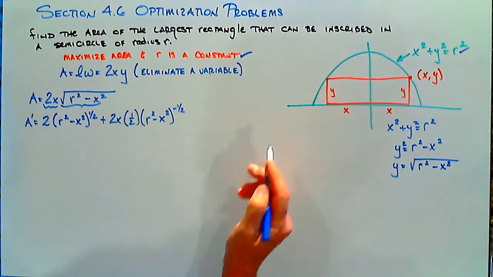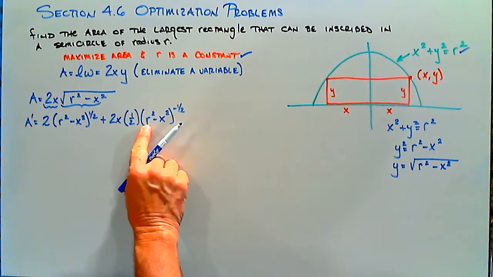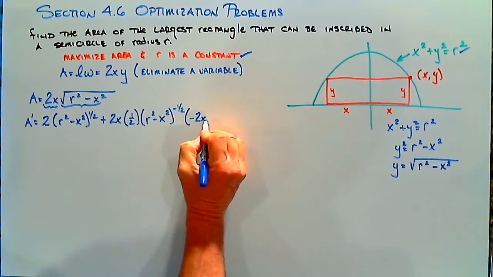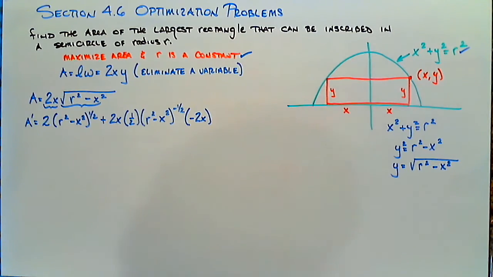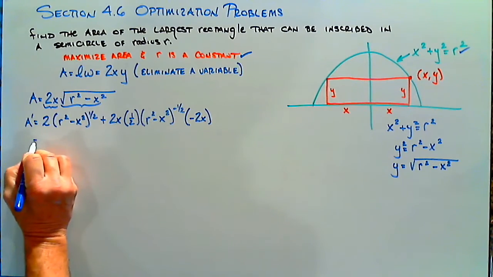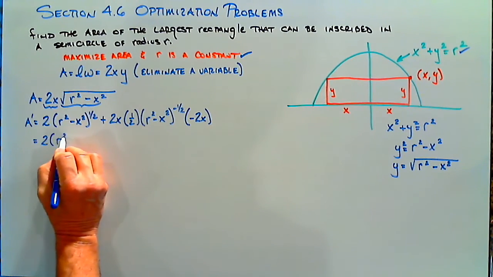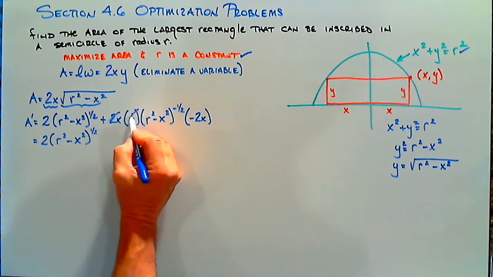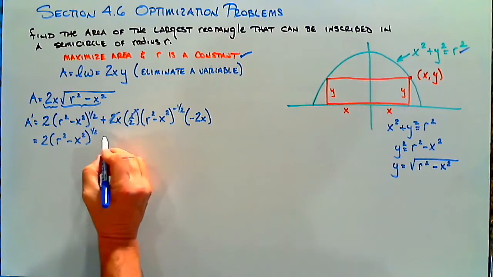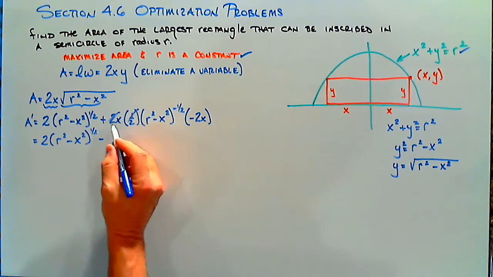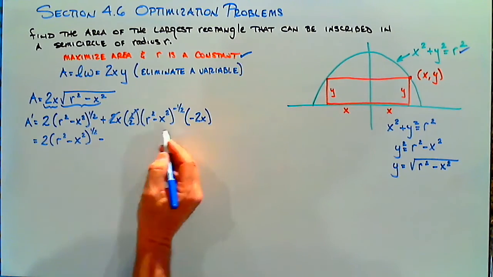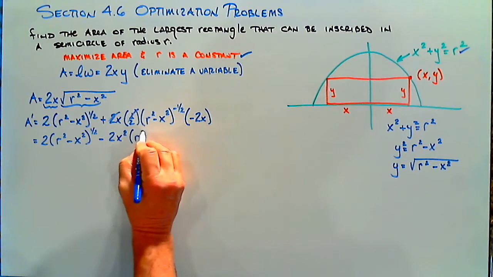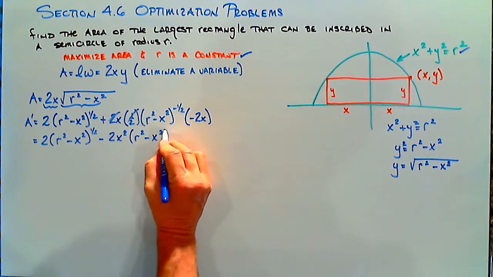Now remember, we wrote it right here, r is a constant, so we take the derivative of r squared, we get 0. The derivative of this is going to be minus 2x. All right. So if we simplify this, what do we get? We get 2 times r squared minus x squared to the 1/2. Over here, this 2 and this half take care of each other. We get minus, and now we have an x squared, a minus 2x squared, and then we have r squared minus x squared to the minus 1/2.